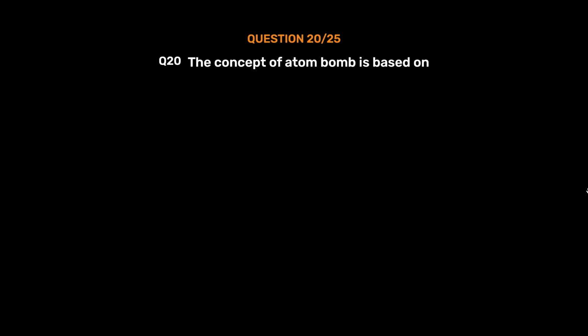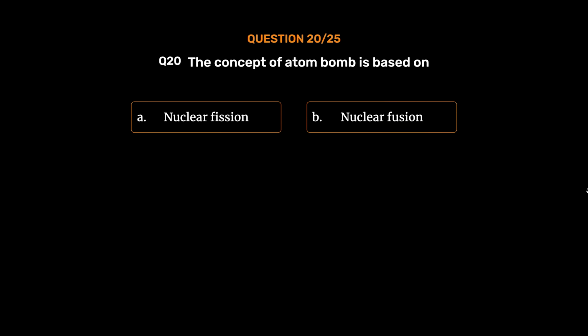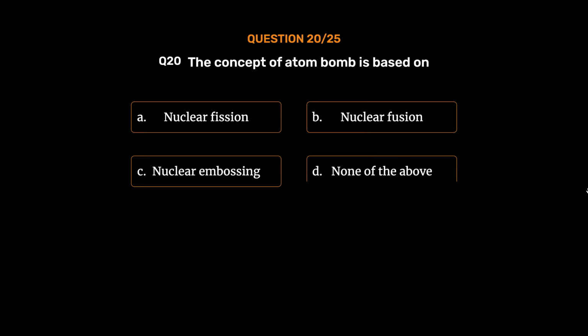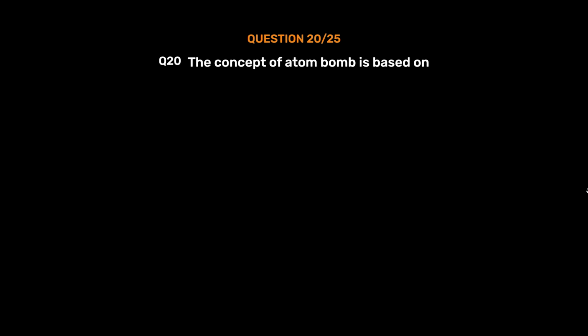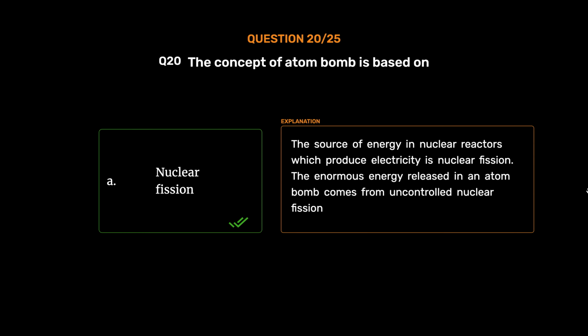Question number 20. The concept of atom bomb is based on option A. Nuclear fission. Option B. Nuclear fusion. Option C. Nuclear embossing. Option D. None of the above. The correct answer is option A. Nuclear fission. The source of energy in nuclear reactors which produce electricity is nuclear fission. The enormous energy released in an atom bomb comes from uncontrolled nuclear fission.